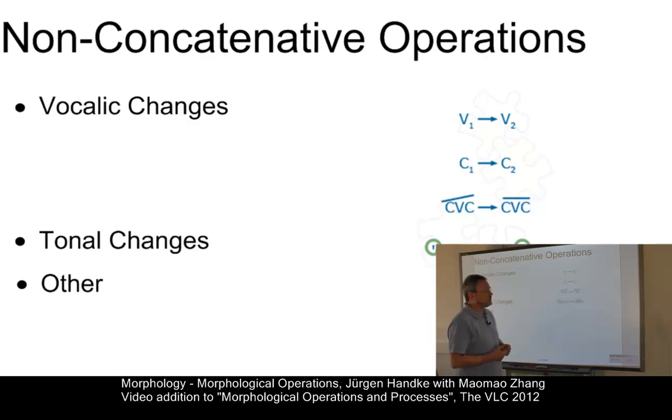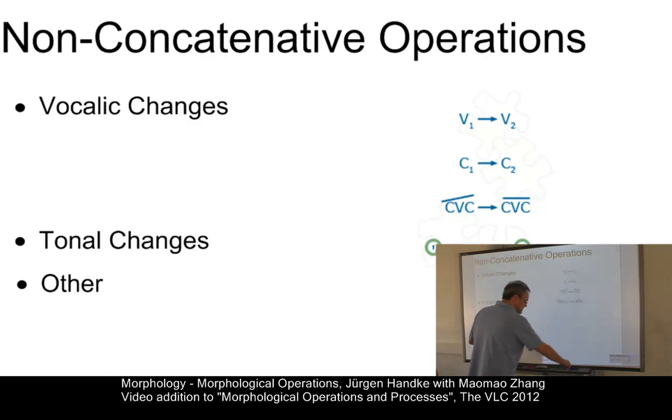Now let's look at some non-concatenative operations. They show us that the picture of words consisting of a string of morphs is too simple across languages. Besides affixation, there are quite a few other formal operations by which complex word forms can be derived. These operations, in summary, are called non-concatenative operations, since the resulting word cannot easily be segmented into morphs.